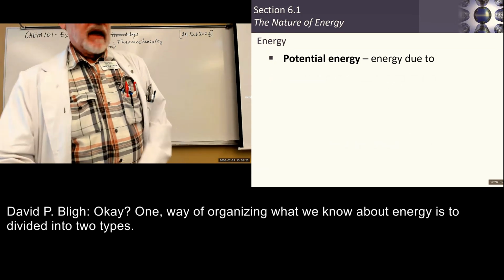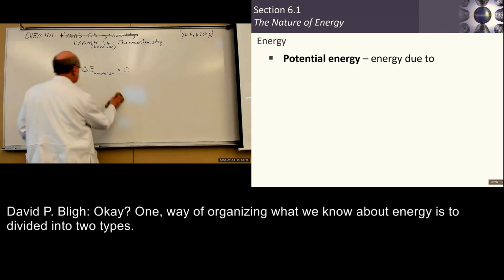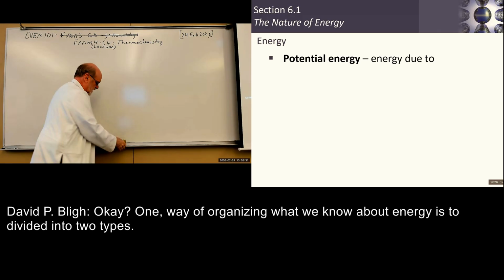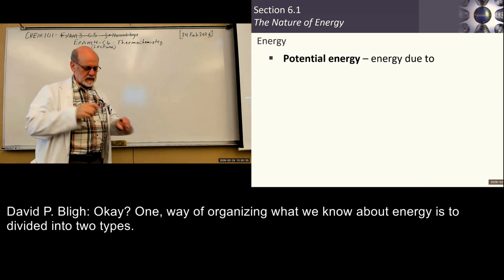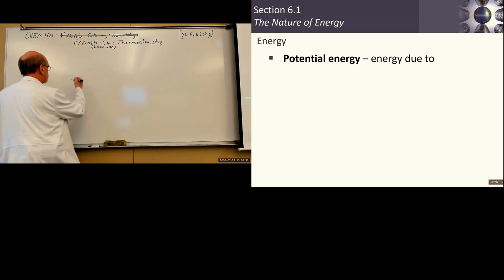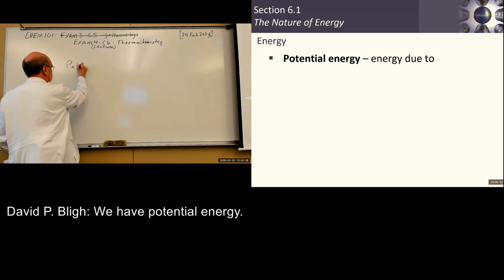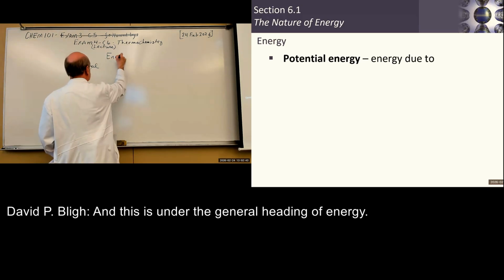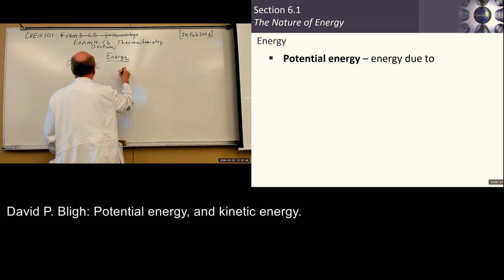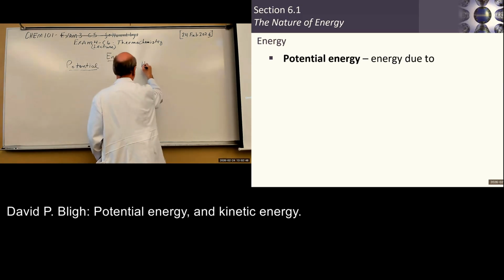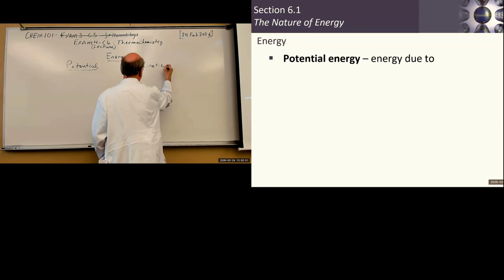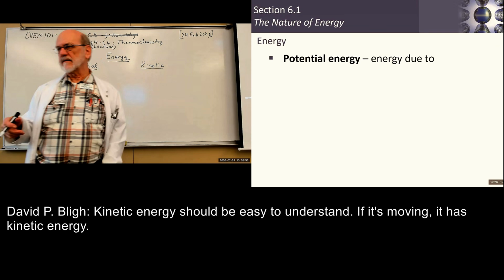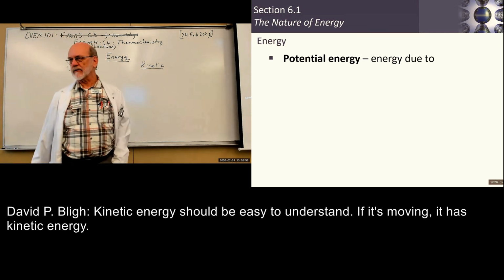One way of organizing what we know about energy is to divide it into two types, under the general heading of energy: potential energy and kinetic energy. Kinetic energy should be easy to understand. If it's moving, it has kinetic energy.